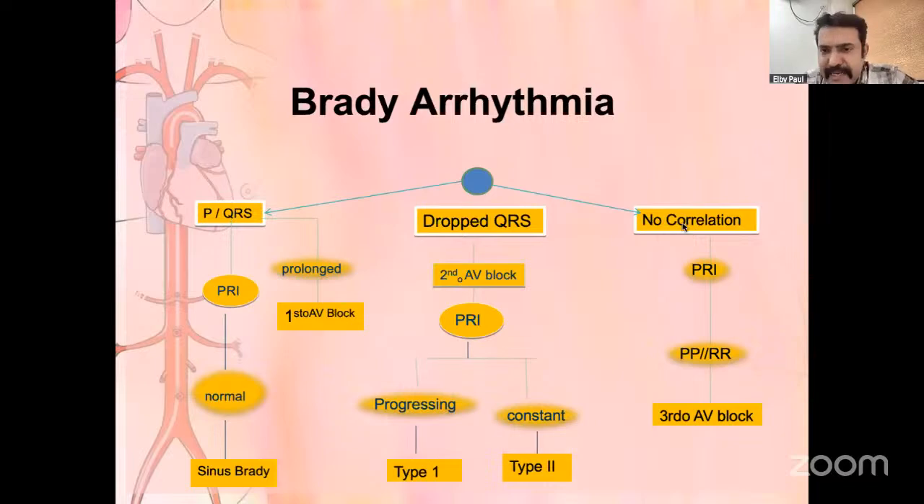And the third type, third degree AV block: there is no relationship between the P wave and QRS complex. That means there will be multiple P waves or multiple QRS complexes. Ideally, every P wave should be followed by a QRS complex. But in this case, there may be 2 or 3 P waves and one QRS complex, or 2 or 3 QRS complexes and one P wave. So there is no relationship between the P wave and QRS complex. This is a little complicated.